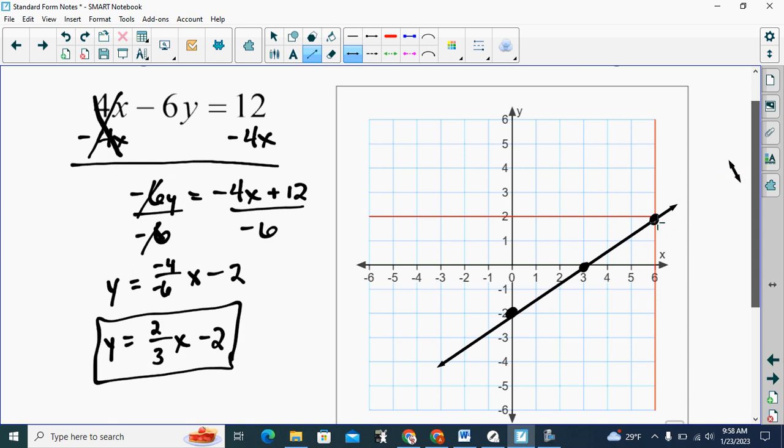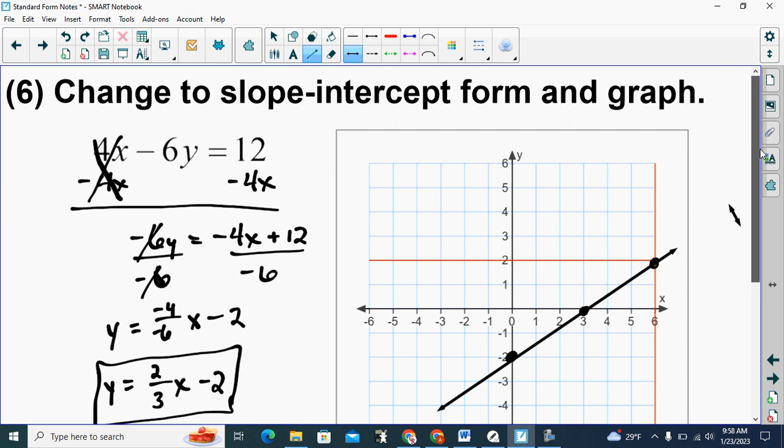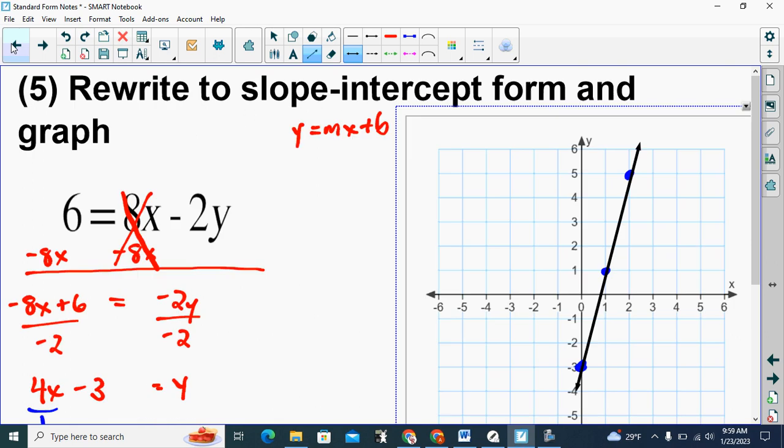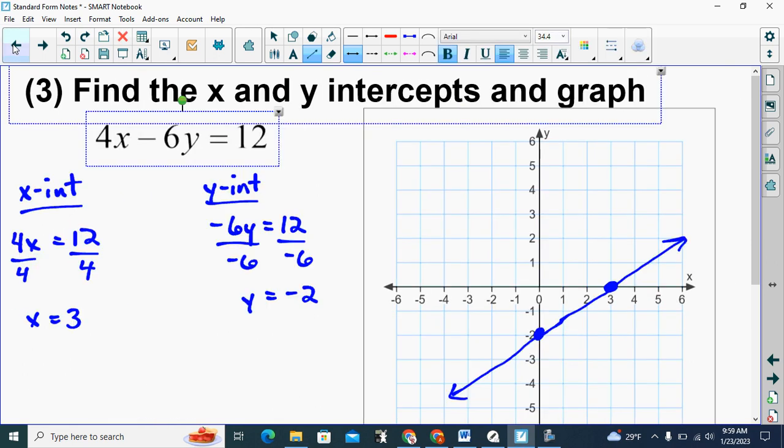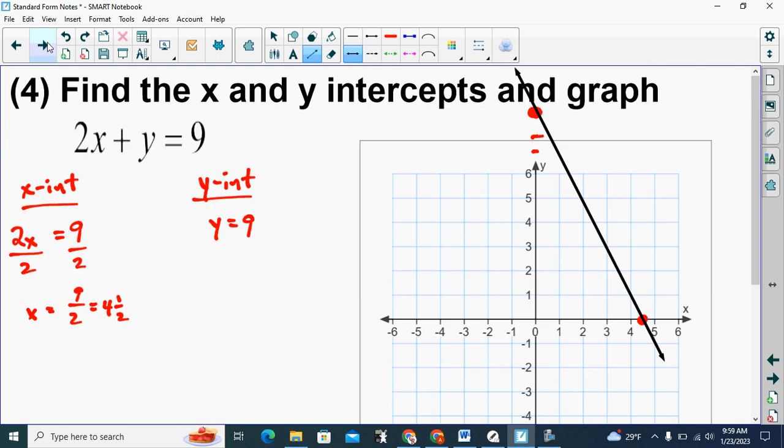And notice we actually did this problem earlier. 4x minus 6y equals 12. The directions were different, but the graph should be the same. This time we changed to slope-intercept form. Notice our graph's down here. Back in number 3, I think it was. Yep. We did it by finding the x and the y-intercepts. We did it differently, but we wound up with exactly the same graph. So either way you do it should give you the same graph.